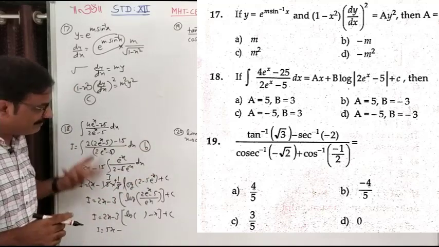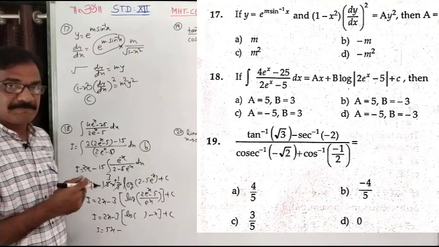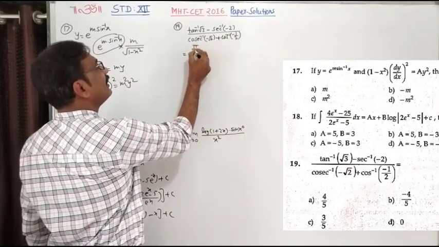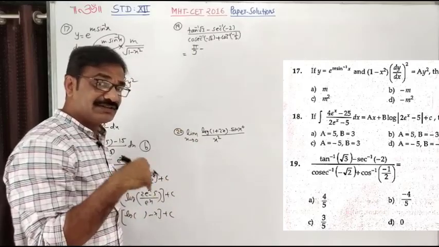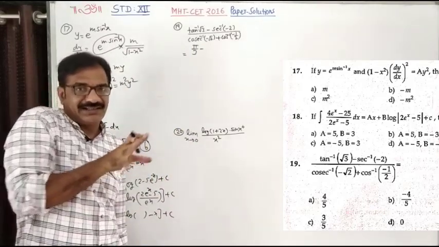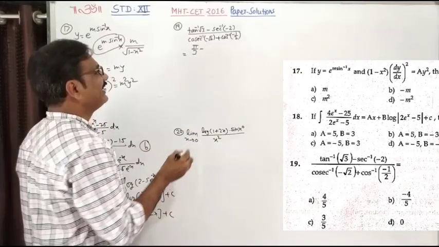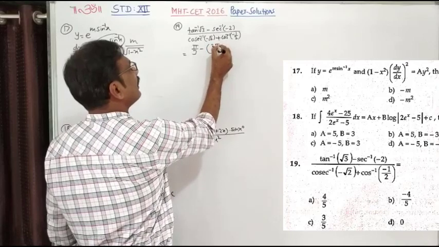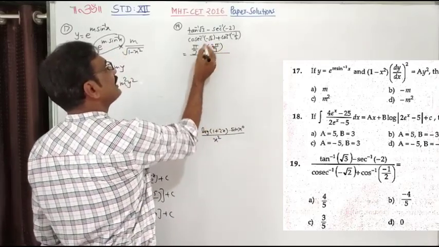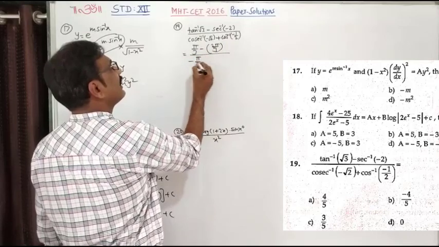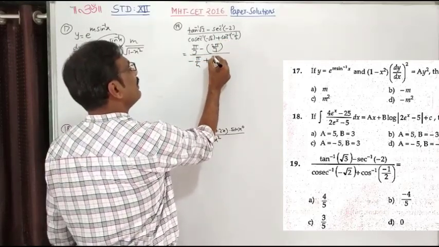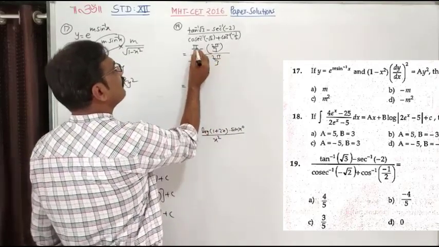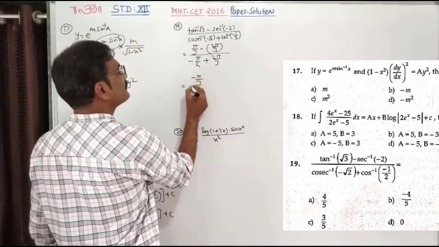tan inverse √3. What is that? It is pi/3. Sec inverse of -x is pi minus sec inverse x. So how is it? Pi minus pi/3 is 2 pi/3. Cosec inverse of this, the minus comes out, plus, for this also the same will come. So pi minus 2 pi is minus pi/3.